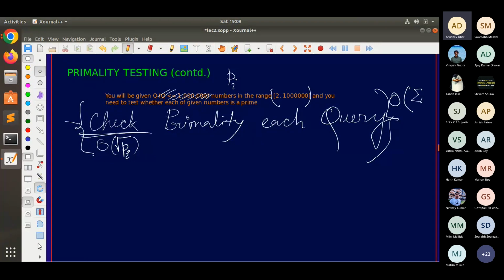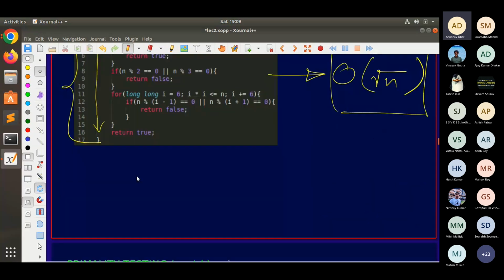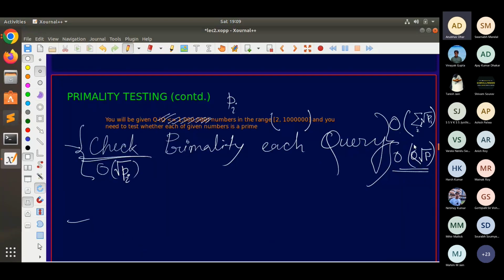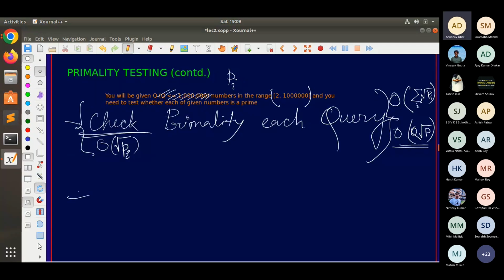So this would be order of the summation of root of pi over i, which we can roughly say is order Q times root p, where p is the largest number, let's say. So every prime must be less than or equal to this. So this part makes sense, right? Yes. Okay, now someone was suggesting using this 6k plus 1, 6k minus 1 algorithm, right? Yeah, so complexity wise, it would be the same.